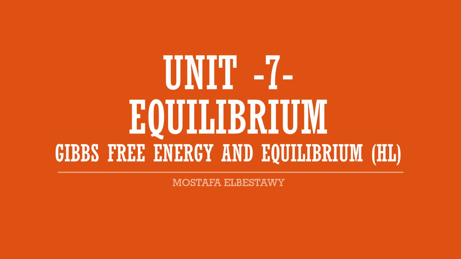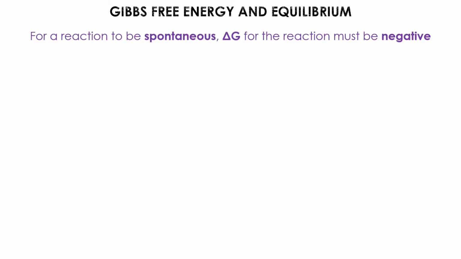Everyone, here is Mustafa. In this video I'm going to speak about Gibbs free energy and equilibrium. Let's get started. In topic 5 we have discussed Gibbs free energy, delta G, and we have said that it's an indication for the reaction spontaneity. So for a reaction to be spontaneous, delta G for the reaction must be negative.